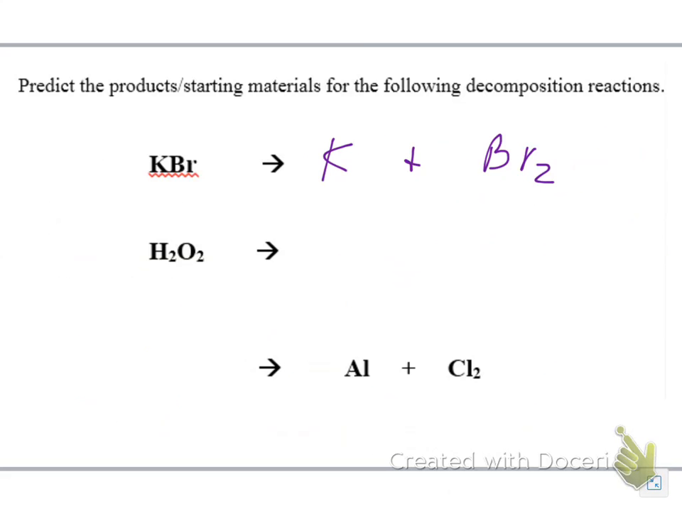Let's take a look at a couple others. Potassium bromide is going to break apart into potassium and bromine in its natural state, which means it's going to be Br2, right? It's diatomic. I've got to balance the equation.